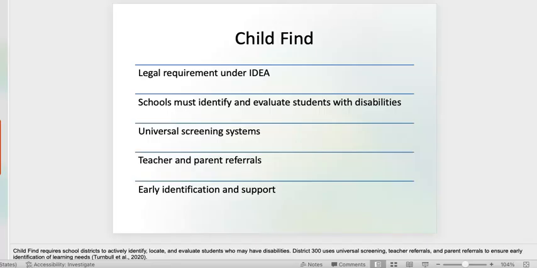Early identification is important because students who receive timely interventions are more likely to improve academically and developmentally. Schools must actively search for students with disabilities rather than waiting until a student fails academically before providing support. That's from Turnbull, 2020.